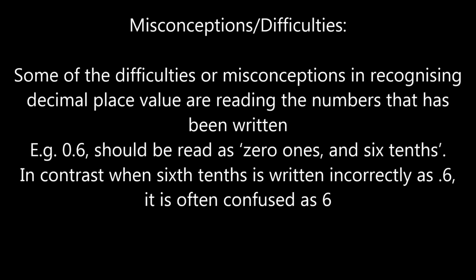Misconceptions and difficulties. Some of the difficulties or misconceptions in recognizing decimal place value are reading the numbers that have been written. For example, the decimal number 0.6, by putting 0.6 on the decimal place value chart, the number will be read as 0 ones and 6 tenths. The 0 shows there are no ones, the full stop indicates that the whole numbers have ended, and the 6 is written in the tenths place. In contrast, when 6 tenths is incorrectly recorded as 0.6, it is often confused as 6.